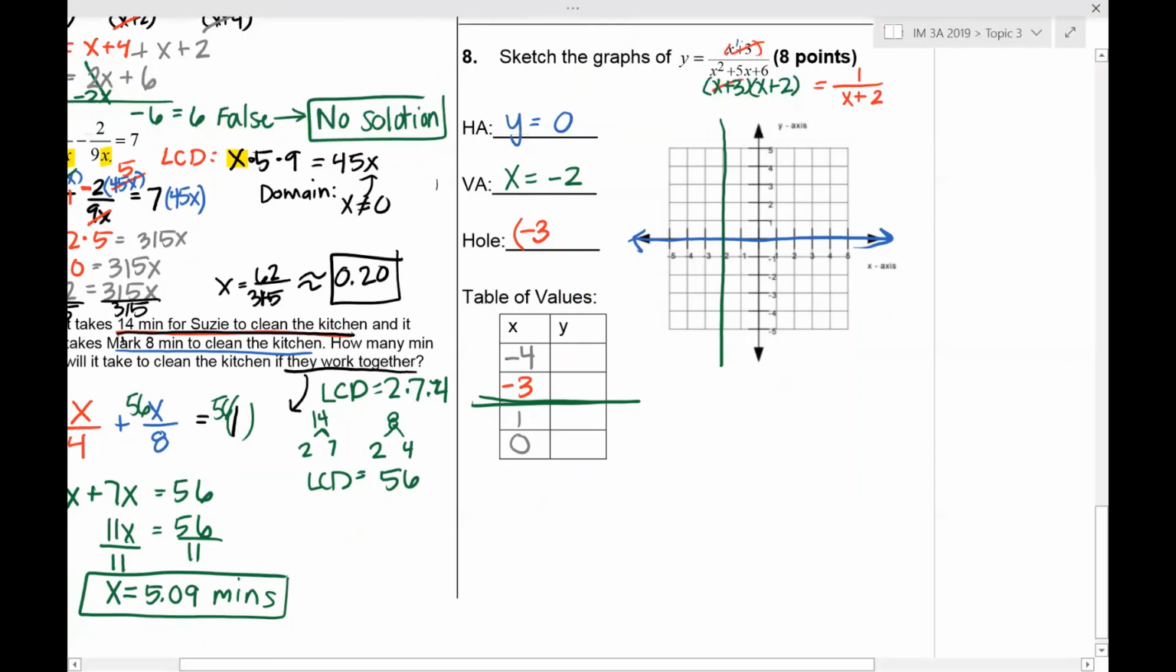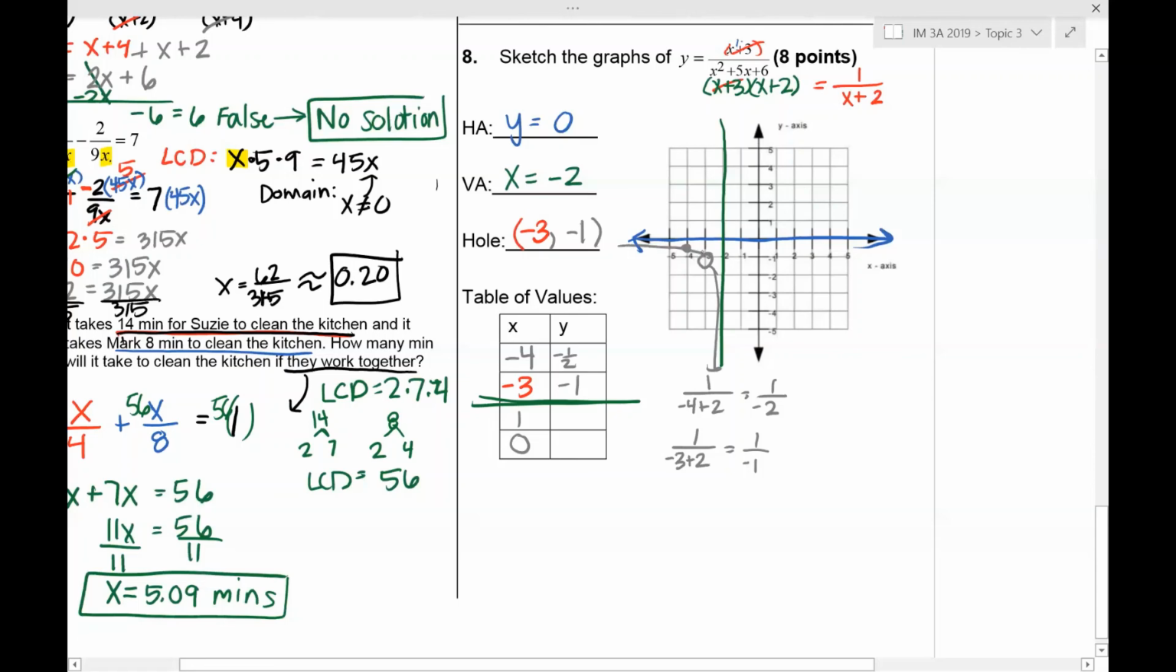So these are equivalent. If I plug -4 into 1 over -4 plus 2, that's going to give us a y value of -1/2. So we're going to plot the point -4, -1/2. Then we want to plug in -3. So 1 over -3 plus 2 is going to give us a denominator of -1, and so 1 over -1 is -1. That means our graph has a hole at -3, -1. So if I connect and draw those points, this graph looks like this in the bottom left quadrant.